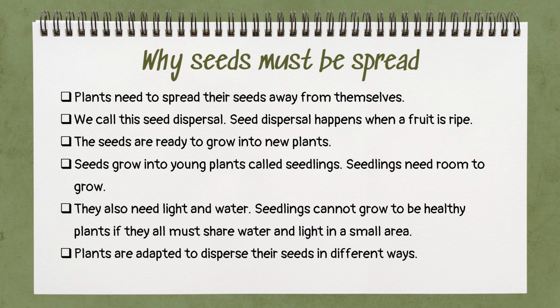Plants need to spread their seeds away from themselves. We call this seed dispersal. Seed dispersal happens when a fruit is ripe. The seeds are ready to grow into new plants. Seeds grow into young plants called seedlings.